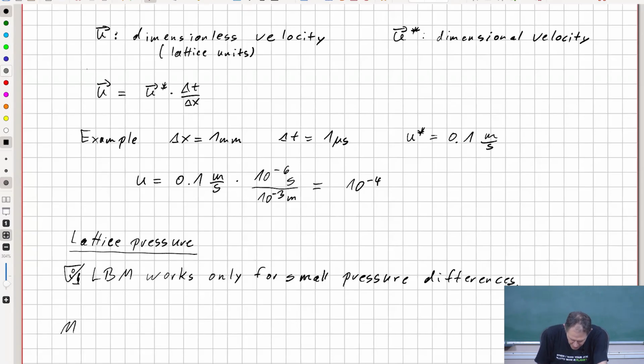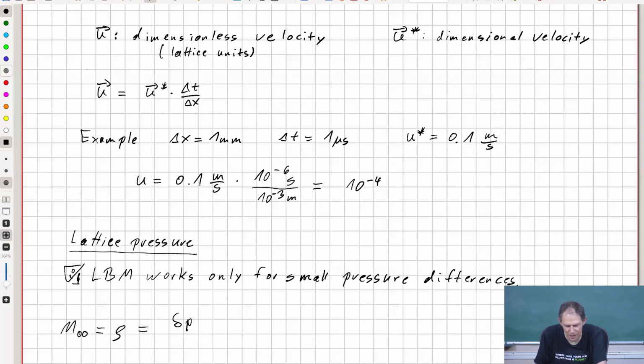So the assumption here is that M00, which is what we call rho, can be related to the pressure, or a small difference in pressure, which I call here delta P.